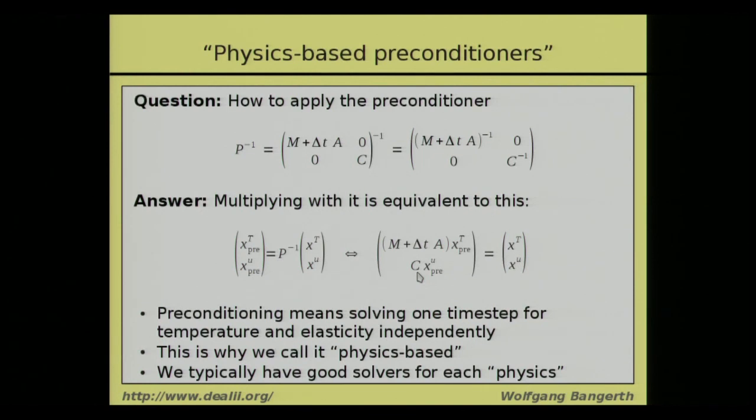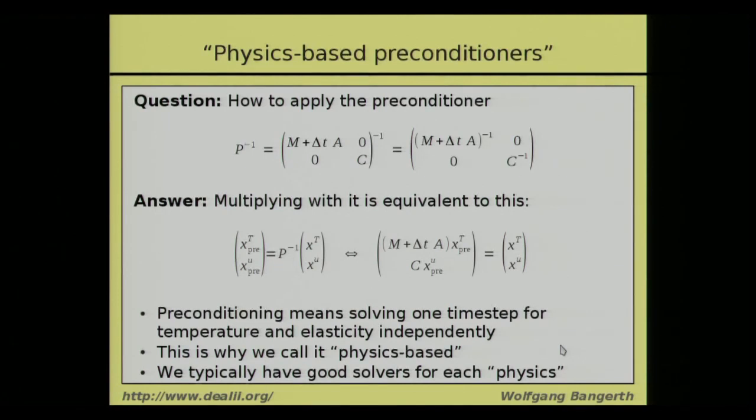So in other words, applying this particular preconditioner that I have up here essentially means that I have to do one time step for the temperature equation and one time step for the elasticity equation, where on the right-hand side I have xt and xu. So we call this a physics-based preconditioner because I have to do one time step for the temperature physics and one time step for the elasticity physics, right? And I have completely decoupled this. So I do one step for one physics, one step for the other physics. And you can easily see how I can generalize this if I had more physics than just these two.